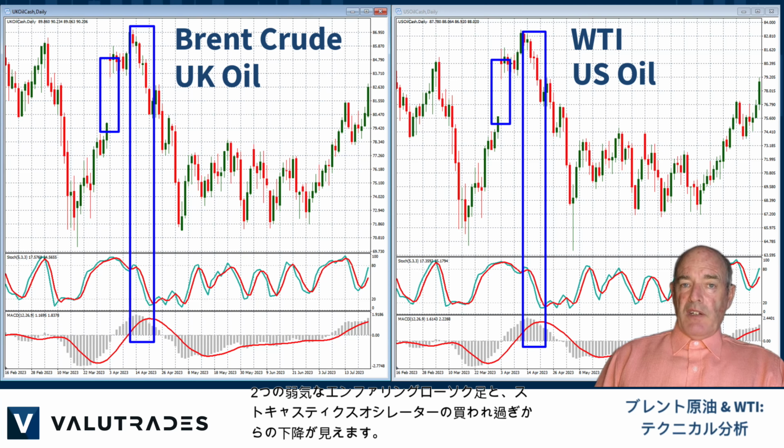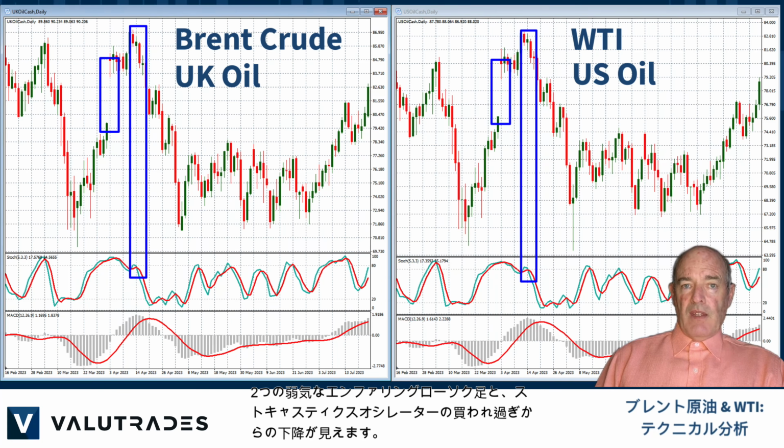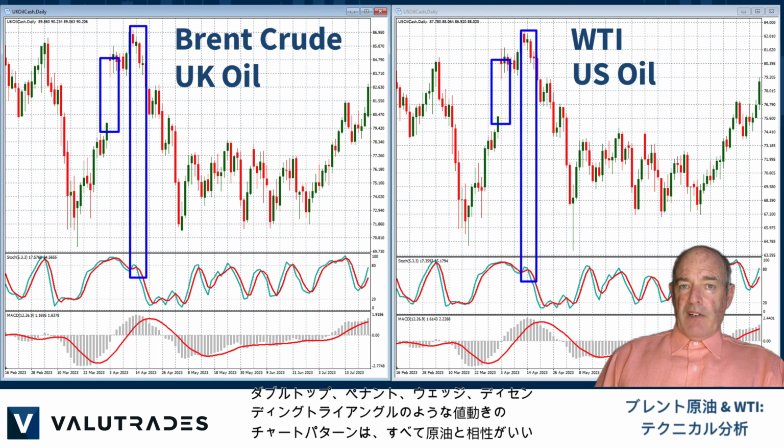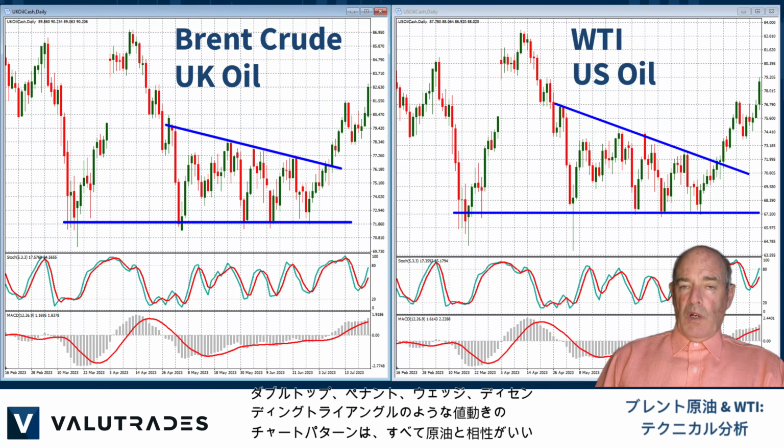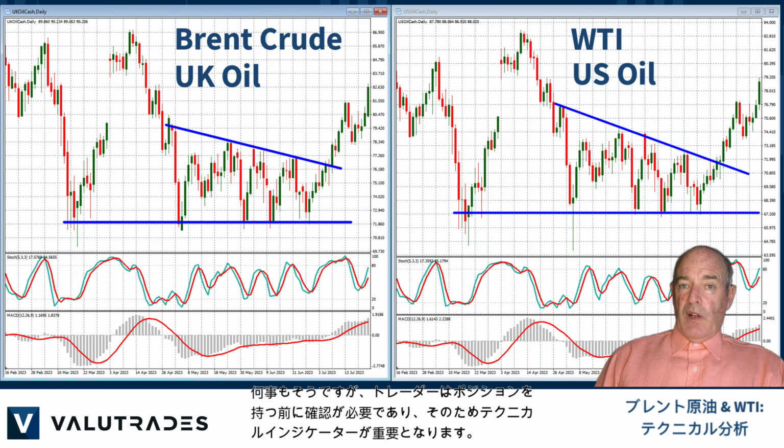We see two bearish engulfing candles and a downturn from overbought on the stochastic oscillator. Price action chart patterns like double tops, pennants, wedges, and descending triangles all work with crude oil. Like anything, traders always want confirmation before they open a position, and technical indicators are important.